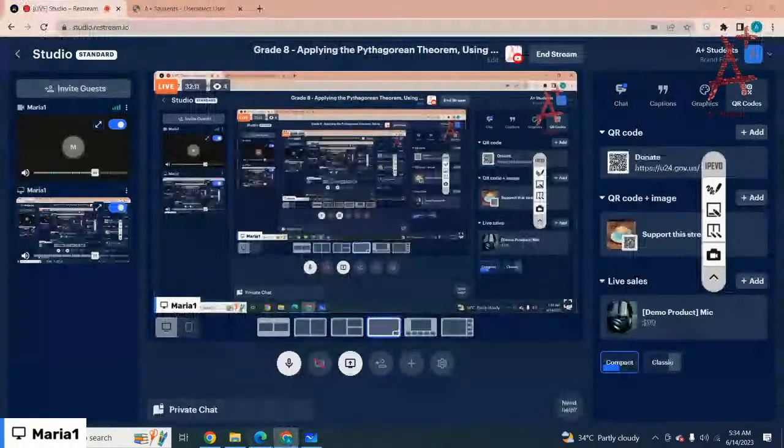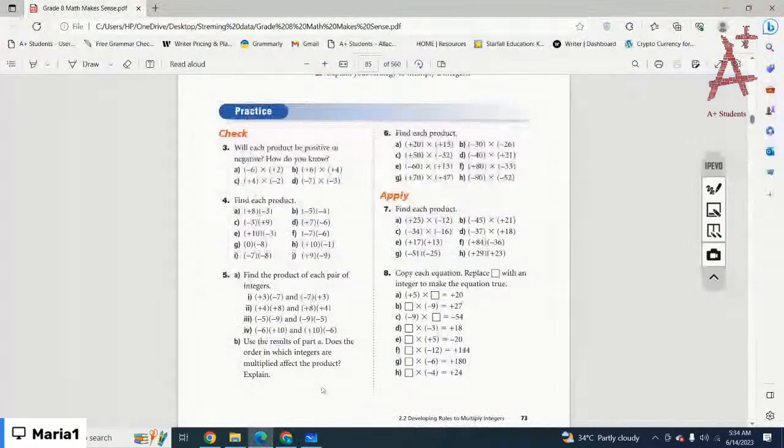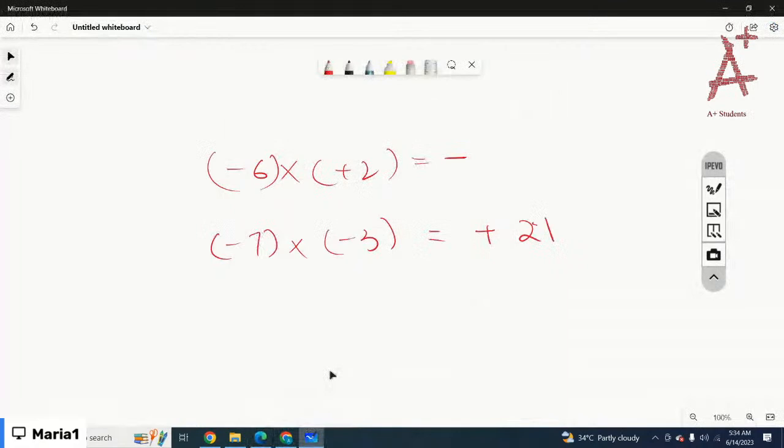Okay, the next one is find each product. You have to just multiply positive 8 times negative 3. So both the numbers have opposite signs. The answer must be negative, and 8 times 3 is 24. So it would be negative 24. Got it?